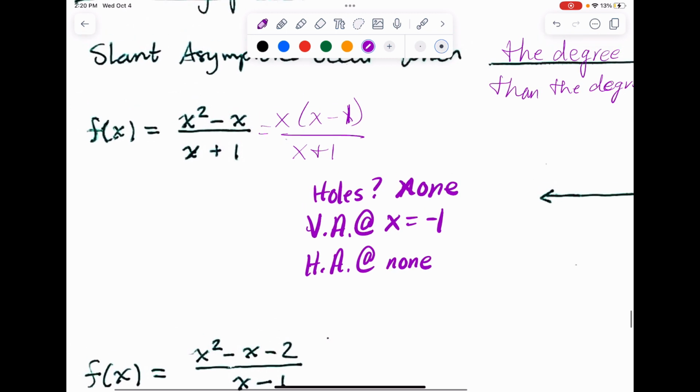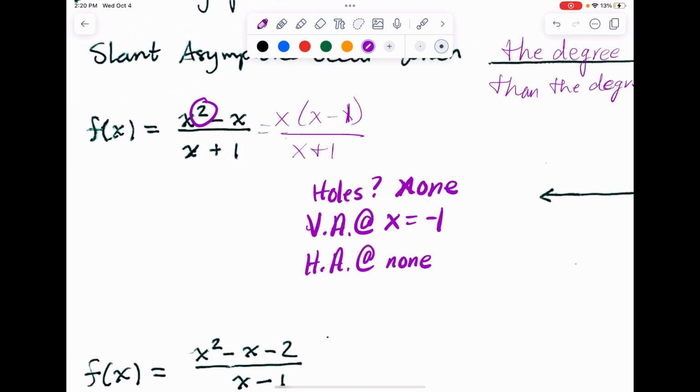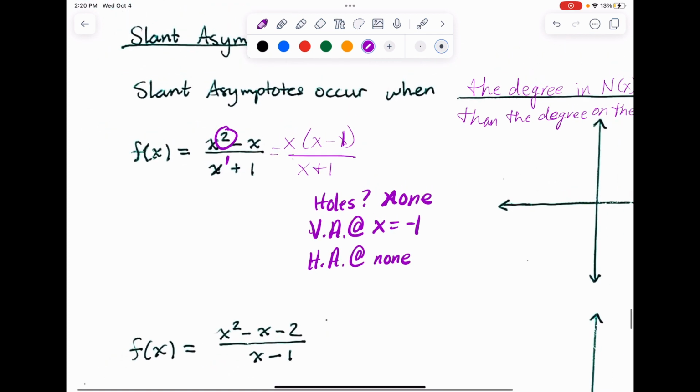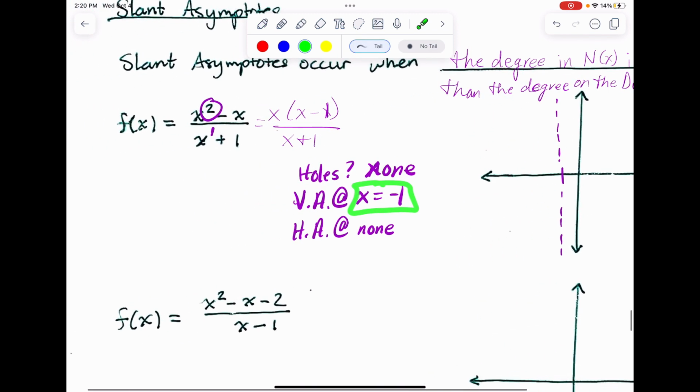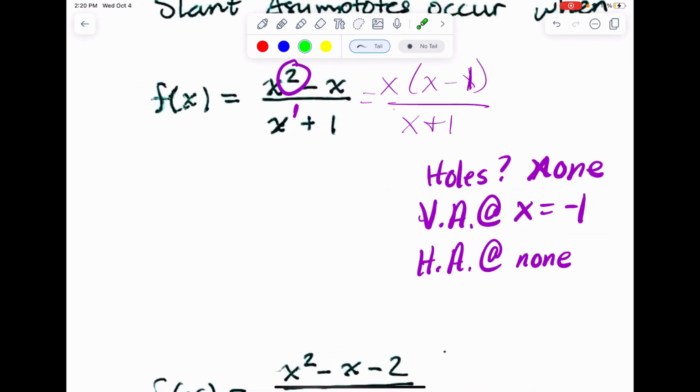But we did say that the degree here is 1 more than the degree in the denominator. So how do I find the equation of a slant? Everything else has been easy. I mean, you can graph x equals negative 1, right? Negative 1, and then I'm going to draw my dotted line here for my asymptote. That's easy to graph because it's just a simple equation. But in order to find the slant, I'm going to have to divide.